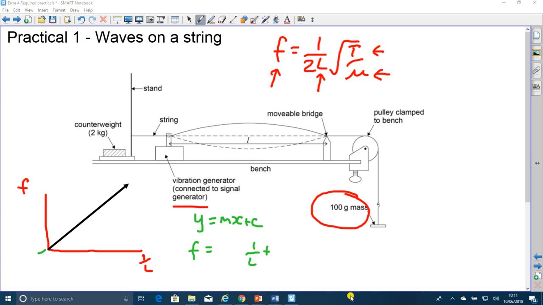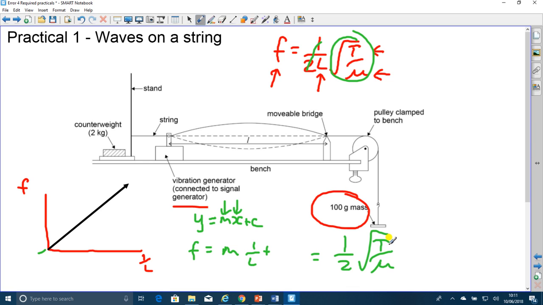Right, so this here, so if we've got f against 1 over L, then that there's our x-axis, so our gradient in this case would be everything else from this equation. So if we look at this equation here, we've got a half here and square root of t over mu. So the gradient in this case, the m, is equal to 1 over 2 times the square root of t over mu. Okay?